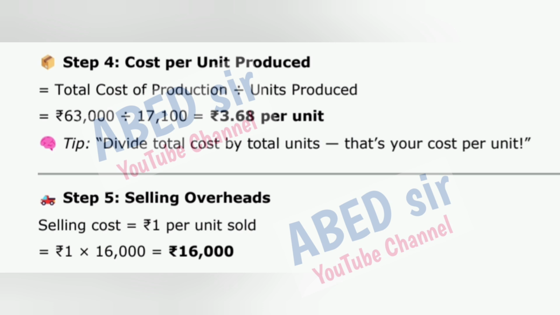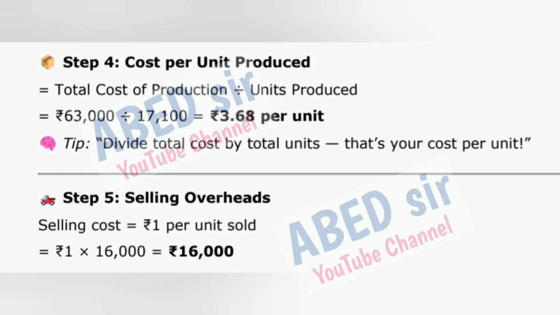Step 4. Cost per unit produced equals total cost of production divided by units produced, equals 63,000 rupees divided by 17,100, equals 3 rupees and 68 paise per unit. Tip: divide total cost by total units, that's your cost per unit.